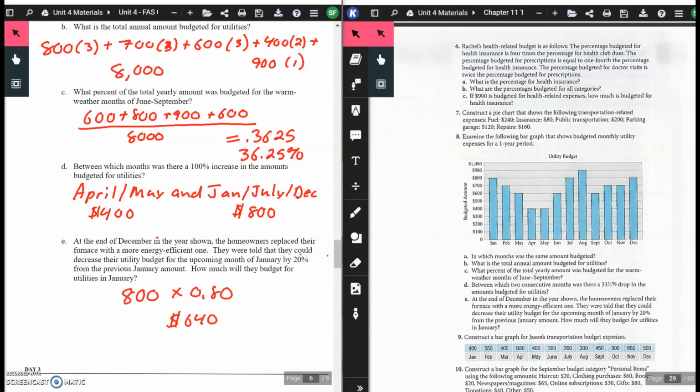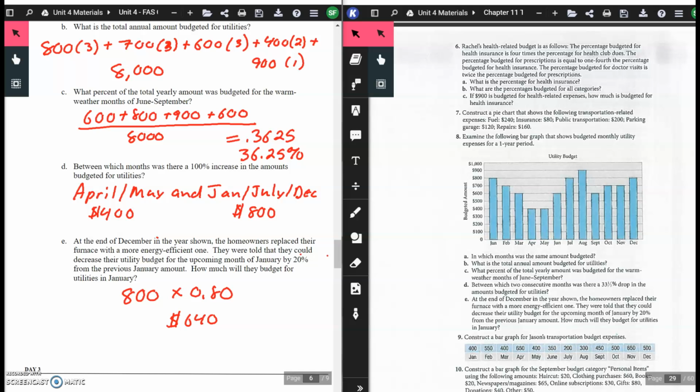And part E, at the end of December in the year shown, the homeowners replaced their furnace with a more energy efficient one. They were told that they could decrease the utility budget for the upcoming month of January by 20% from the previous January amount. How much will they budget for the utilities in January? So 800 times 0.80 is $640 budgeted.